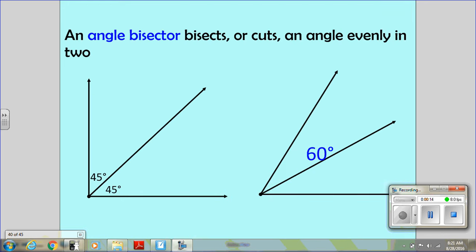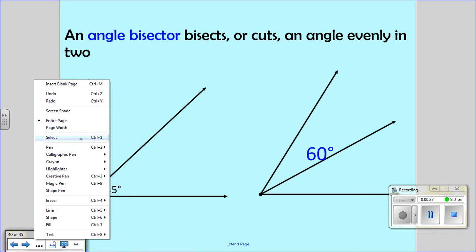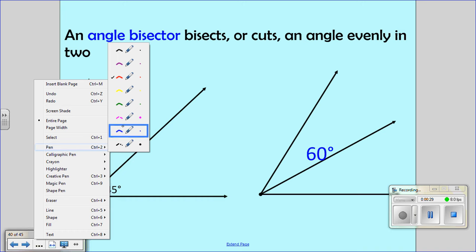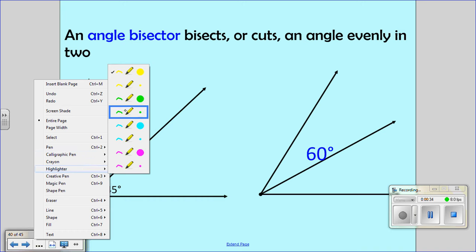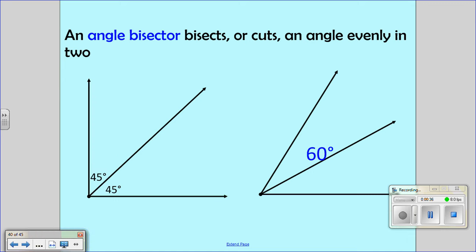First, one new word that we need to talk about is an angle bisector. An angle bisector bisects or cuts an angle evenly in two. So what you would see illustrated on this picture is that this line right here represents your angle bisector. So these two angles are the same.